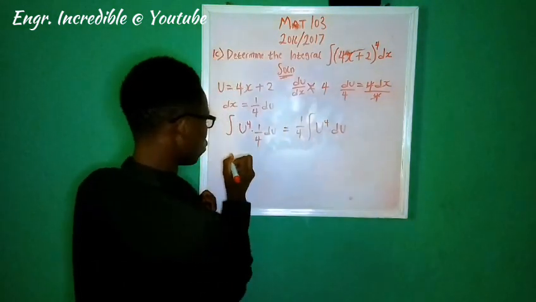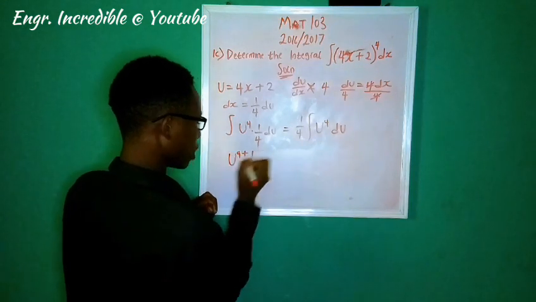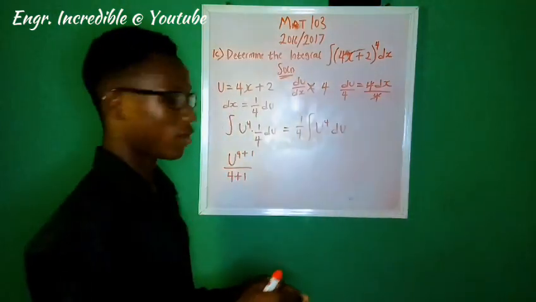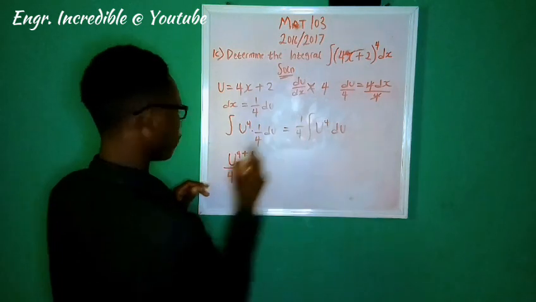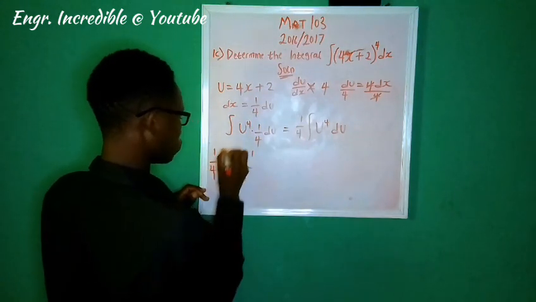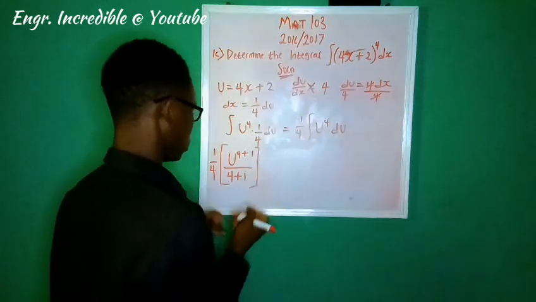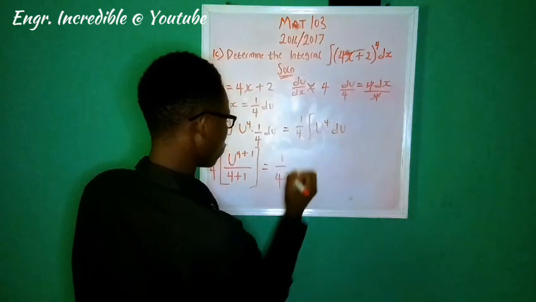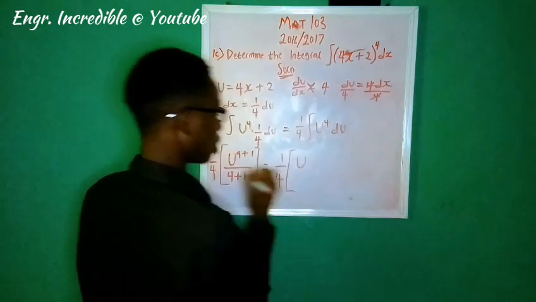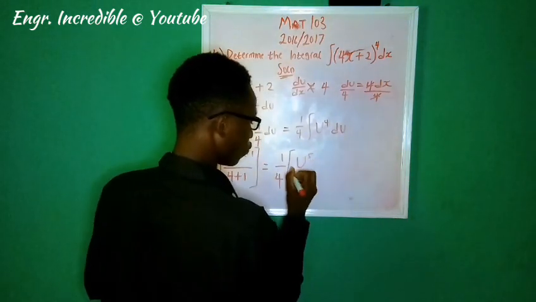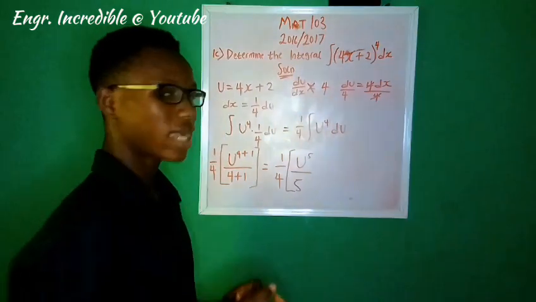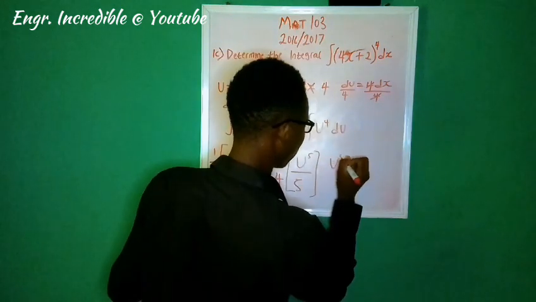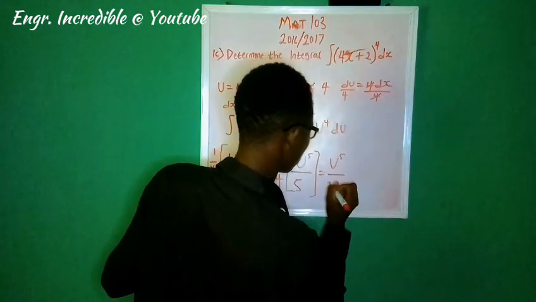This will be equal to u raised to power 4 plus 1 all over 4 plus 1. That is this particular u raised to power 4. So then we'll put our 1 over 4 that is outside here, 1 over 4, put this one in brackets like this. So we'll have this equal to 1 over 4 times u raised to power 4 plus 1, that is u raised to power 5 all over 5. When we multiply this together, we will get u raised to power 5 all over 20.